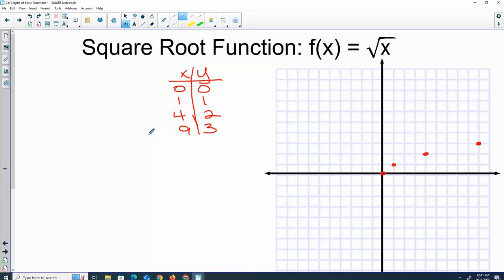What happens if I put in a negative? Imaginary number. Can we graph the imaginary numbers? Nope, so I can't put in any negatives. Make sure then you realize when you draw this graph, it's only extending in the positive direction. It doesn't go in the negative direction.